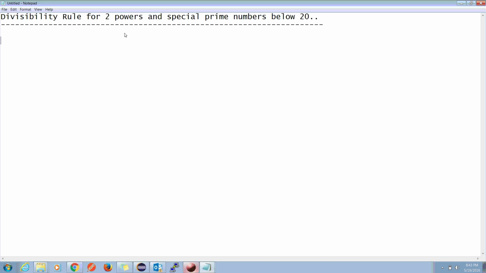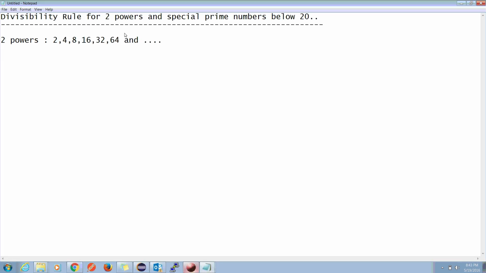Now I am going to explain the divisibility rule for 2 powers and special prime numbers below 20. So let's take 2 powers. What are 2 powers? 2, 4, 8, 16, 32, 64 and so on.